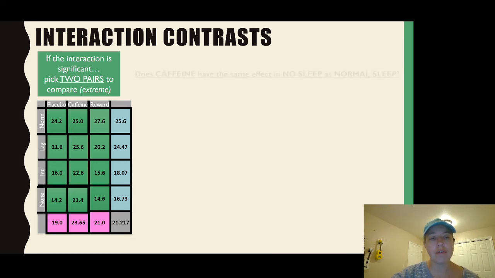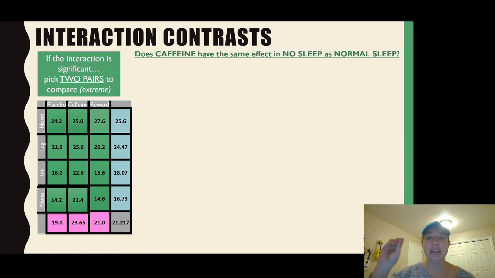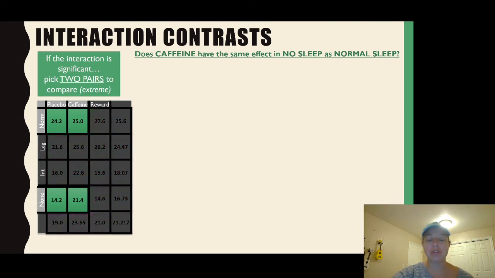So for this one, I'm going to focus on caffeine and placebo. So those are my pair for my stimulant, caffeine and placebo. And I'm going to look at sleep, the pair, no sleep versus normal sleep. So I brought back our means table, and I am going to gray out everything else but just these 2 pairs. So I'm going to leave highlighted, leaving green, the 4 cells for caffeine and placebo, those 2 columns, and no sleep and normal sleep, those 2 rows. And the combination of the 2 columns and the 2 rows will give us 4 cells.